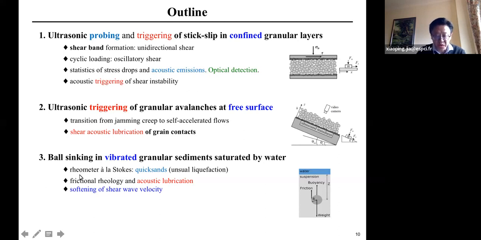If I have the time, in the third and last part, I will describe a ball sinking in a dense granular sediment under a horizontal vibration. So I will discuss this unusual quicksand behavior on the basis of the frictional rheology and of course the effect, as I mentioned, of this acoustic lubrication. And if I have time, I'm not sure, of course, I will show that all these kinds of liquefaction effects are also associated with a softening of the shear modulus, which could be detected by shear wave propagation.